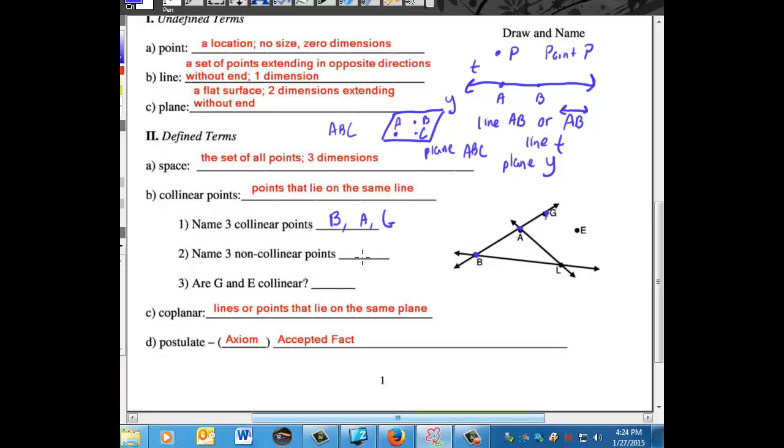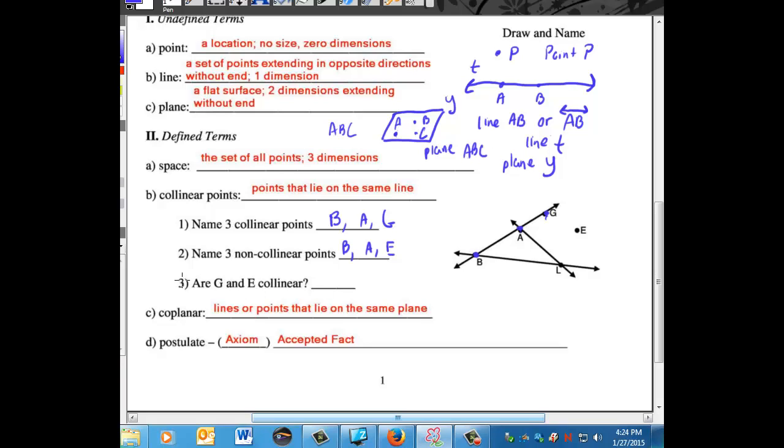Next, name 3 non-collinear points. Well, this time let's go B, let's go A, and we'll include E. Okay, or I could say E, A, and L. Right, so again, there's more than one answer that works here.